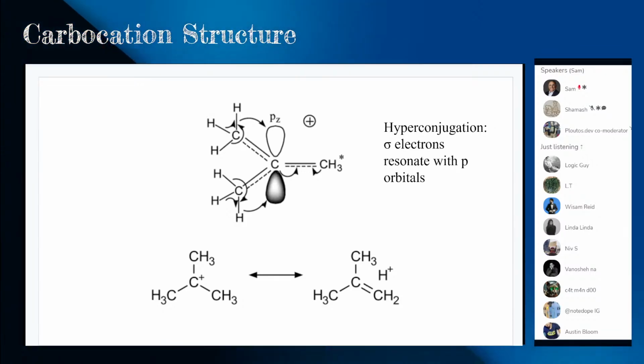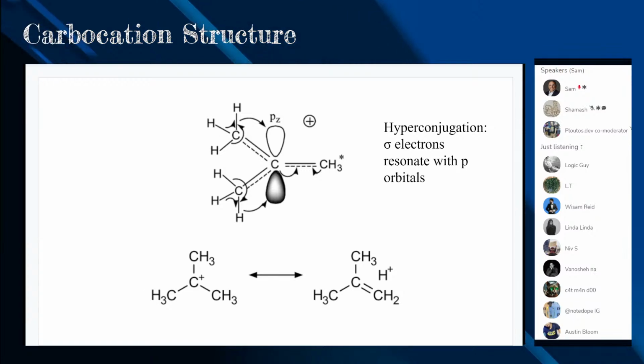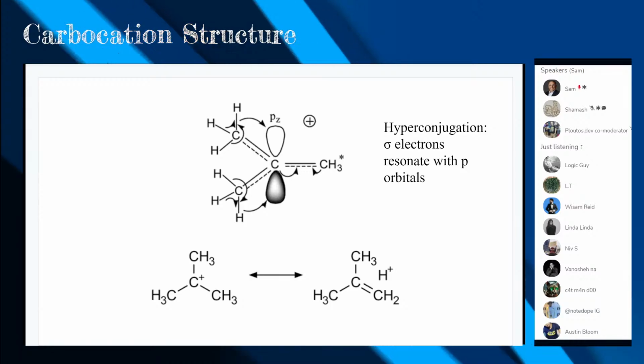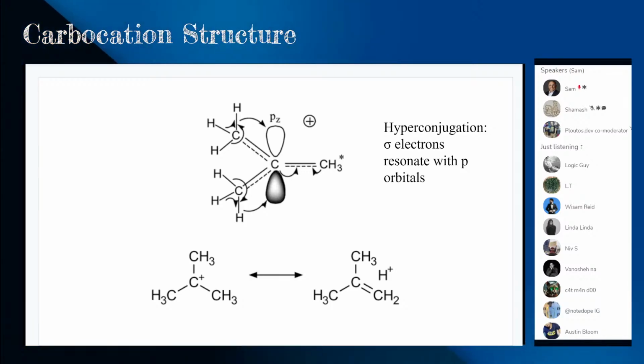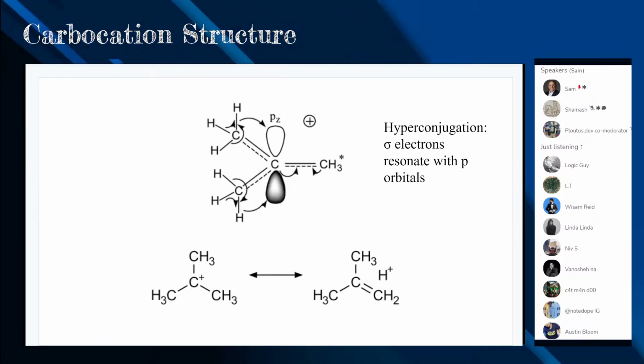Even though so far we've been saying that carbon and hydrogen have the same electronegativity, that's a rough approximation. Carbon is more electronegative than hydrogen, even though the difference in electronegativity between them is less than the difference between any other two elements. But still, carbon is more electronegative, and so hydrogen can better tolerate carrying the positive charge.